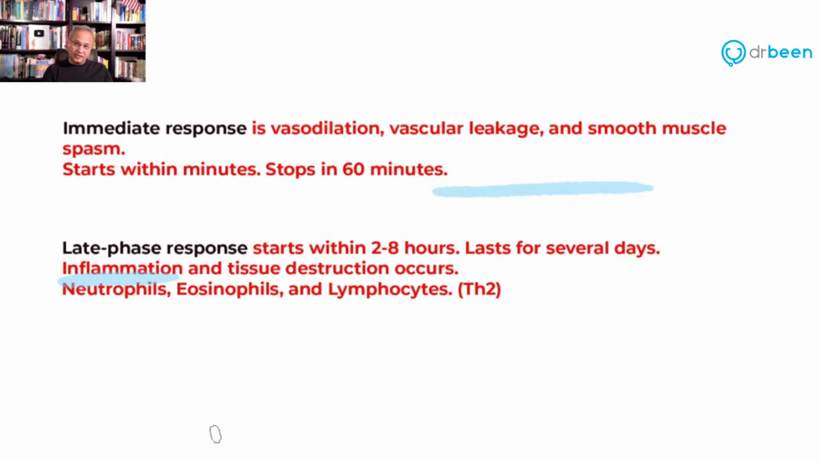But then the second phase of venom production starts. Mast cells now go home and say, okay, I need to make more venom. I'm going to attack this thing again. So what do they do? Within 2 to 8 hours, they start one more attack. This attack can last for several days.